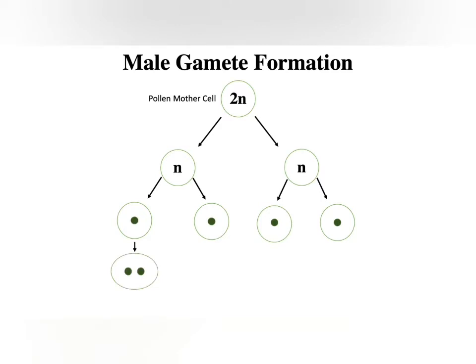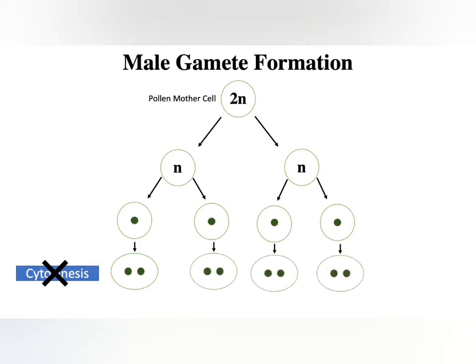by mitosis. Now, each cell will have two nuclei, as you can see, but the division is not completed because cytokinesis does not take place at this point. So, we have one cell having two haploid nuclei, and that happens with each of these cells. Now one of these is called the tube nucleus, while the other one is called the generative nucleus.